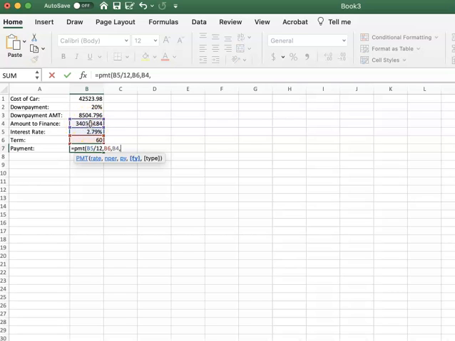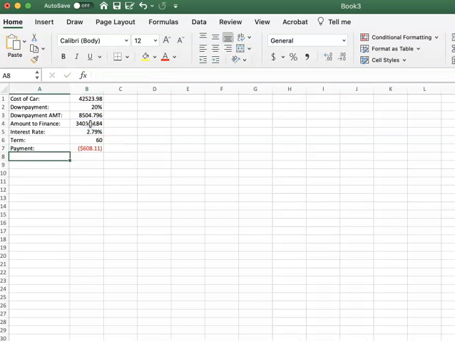And then comma, the future value, you would assume that you would pay this off. So you would put a 0 there, close the parentheses, and hit equals, and you see that this car payment is going to be $608.11.